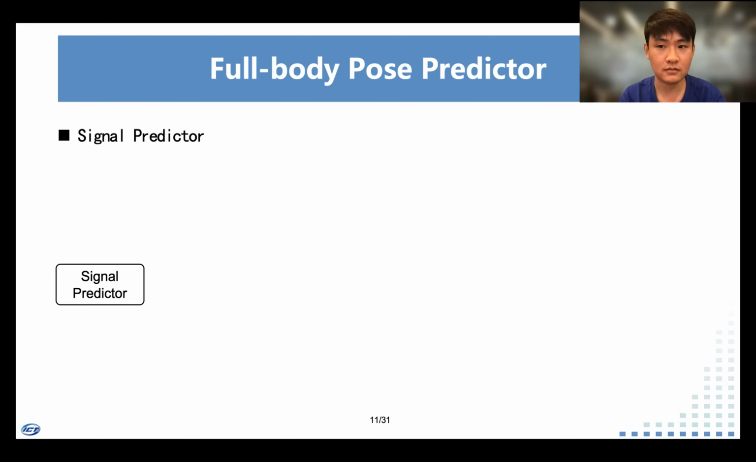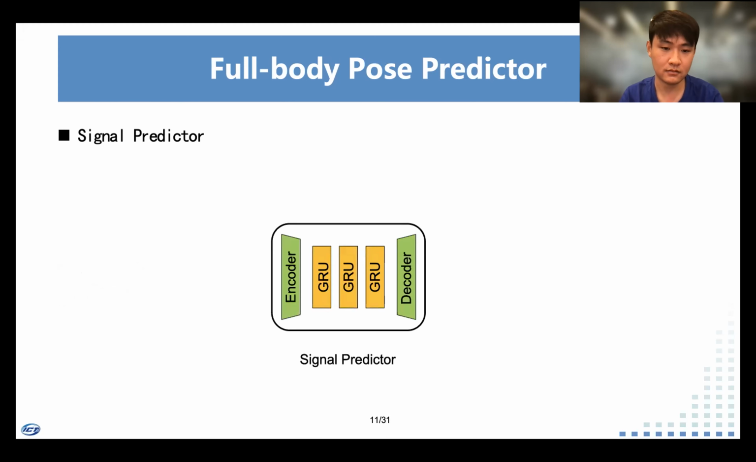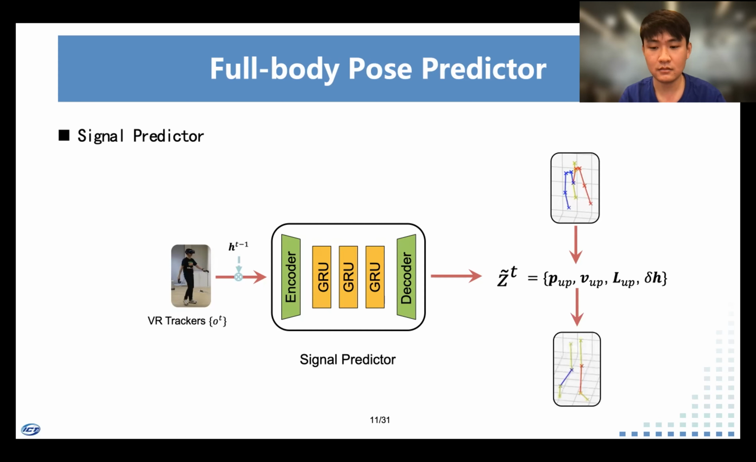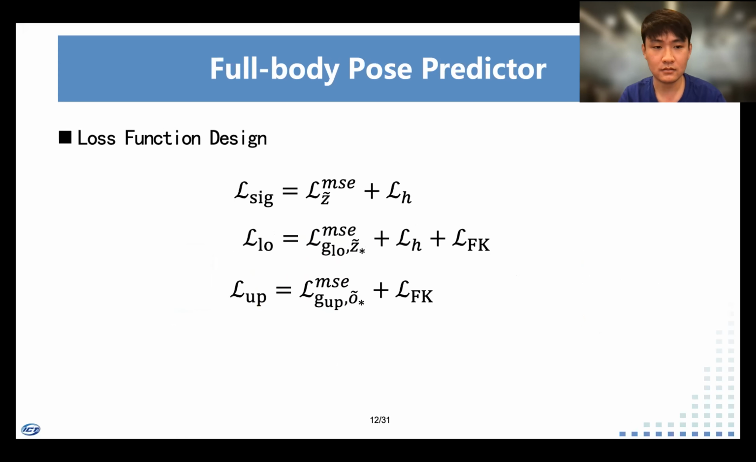Our predictors have similar architecture, so we take the signal predictor as an example to introduce the details. It is implemented as a recurrent neural network consisting of 3 GRU layers combined with one fully connected encoder and decoder layer. As for the output control signal Z, it consists of the centroid position, velocity, and angular momentum of the character's upper body, as well as the change of heading frame. The control signal Z is then used to generate lower body motions.